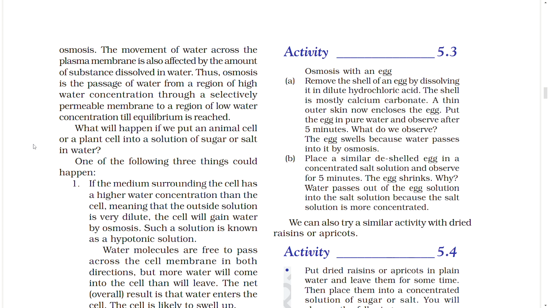B. Place a similar deshelled egg in a concentrated salt solution and observe for 5 minutes. The egg shrinks. Why? What passes out of the egg solution into the salt solution because the salt solution is more concentrated?